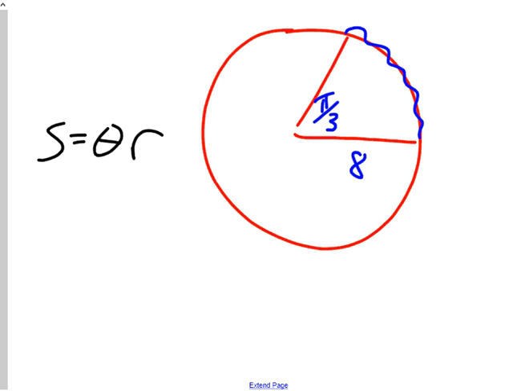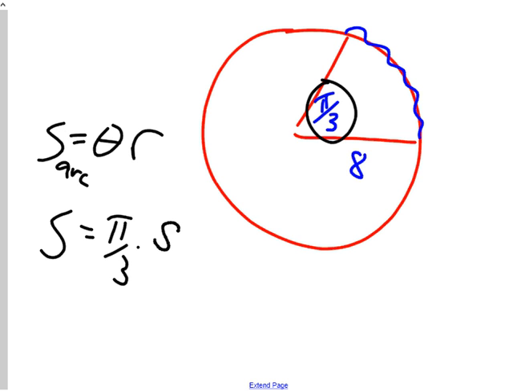All right, so what can we stick in where? Do we know the S, the arc length, as I've called it? No, that's what I'm trying to find. Do I know theta? Theta is the central angle. I know it, pi over 3. So S equals pi over 3 times R, the radius, which is 8. Would it be reasonable to say the answer is 8 pi over 3?